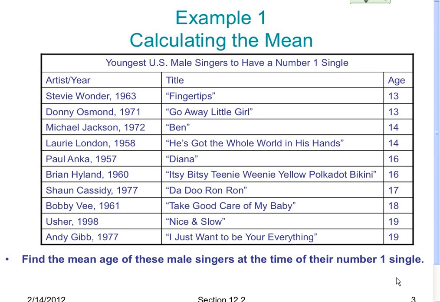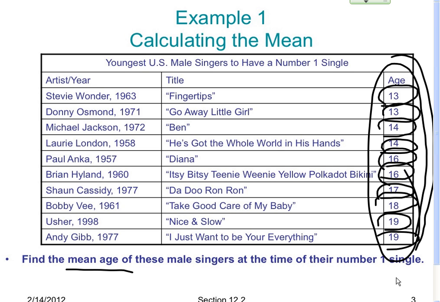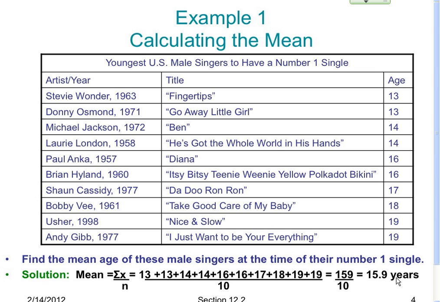In example 1, find the mean age of these male singers at the time of their first #1 single. So you're going to add up these numbers here and divide by, we've got 1, 2, 3, 4, 5, 6, 7, 8, 9, 10 numbers. So add them up and divide by 10, which you should know how to do because you should have done this many times before. Mean age or average age is 15.9.